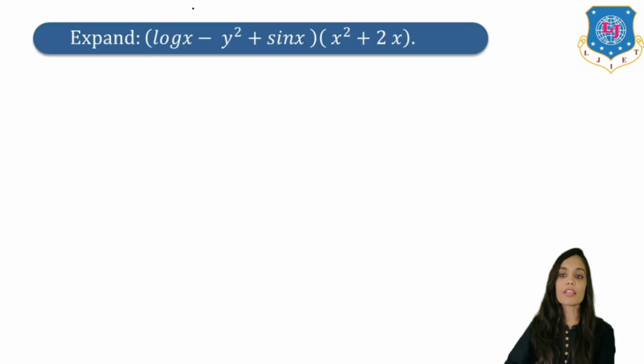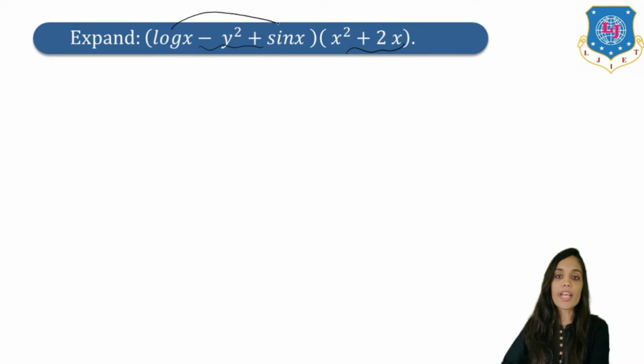So let us start expanding these two brackets, right? So we have to expand these two. Let us start with log x and multiply with this bracket. So our answer will be x square log x plus 2x log x.